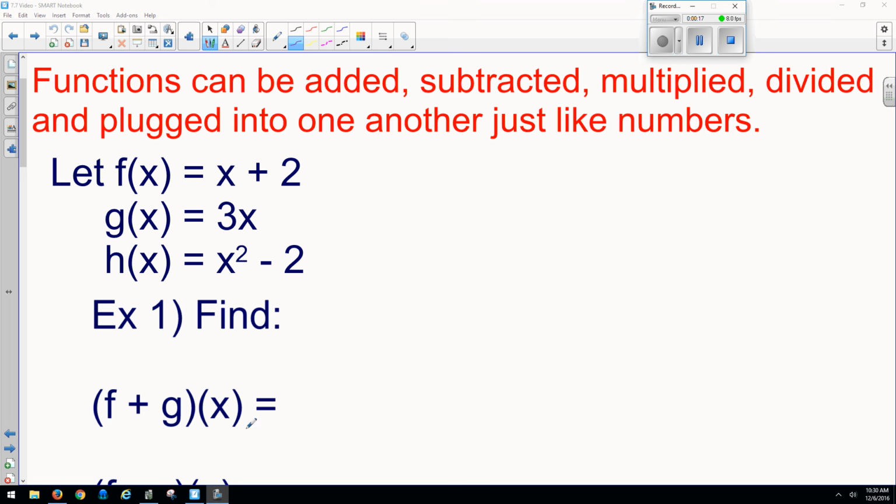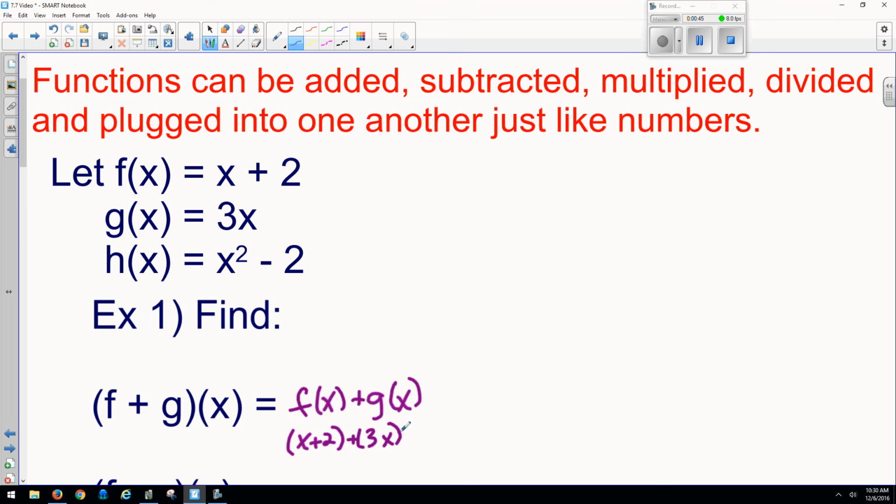That's how you would say this right here. And all it is, is adding the two functions together. So another way of looking at this is f of x plus g of x. And so that might make a little more sense to us. So now I'm just going to find f of x up here and see that it's x plus 2, and I'm going to use parentheses like crazy. And then g of x is 3x.